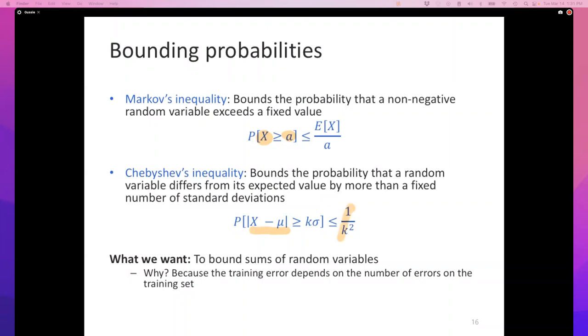I'm pulling this up mostly to trigger this frame of mind. We're not going to use either one of these in what comes next, but this is the kind of analysis that we'll be doing next.